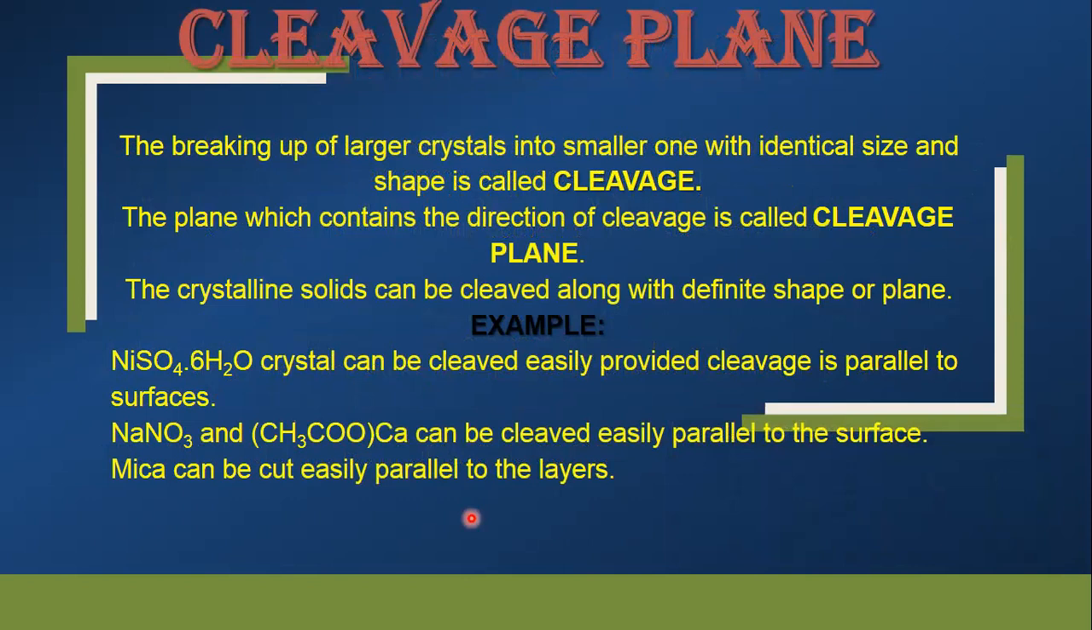Next is cleavage plane. What is cleavage? Cleavage is basically the term used for breaking off large items into smaller pieces with identical size and shape. That is, breaking up of a large crystal into smaller ones with identical size and shape. It is called cleavage. The plane which contains the direction of cleavage is called the cleavage plane. The crystalline solids can be cleaved along a definite shape or plane.